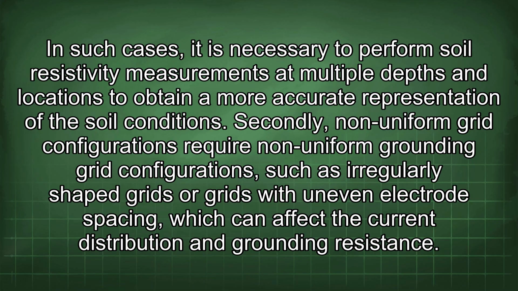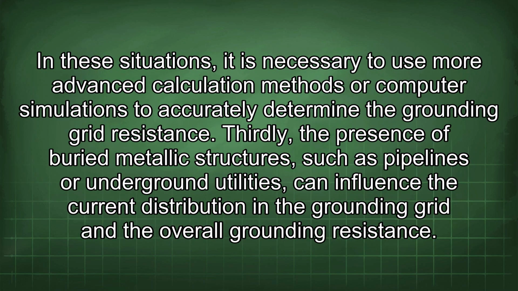Secondly, non-uniform grid configurations, such as irregularly shaped grids or grids with uneven electrode spacing, can affect the current distribution and grounding resistance. In these situations, it is necessary to use more advanced calculation methods or computer simulations to accurately determine the grounding grid resistance.